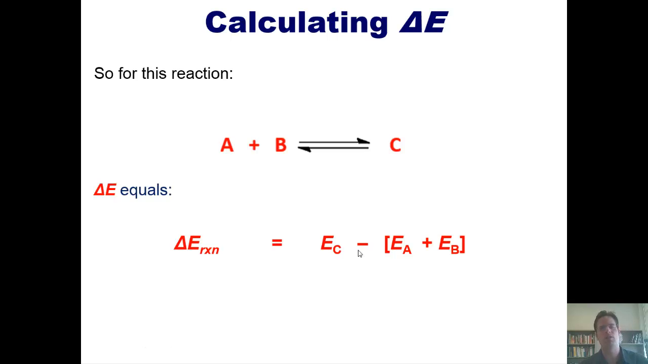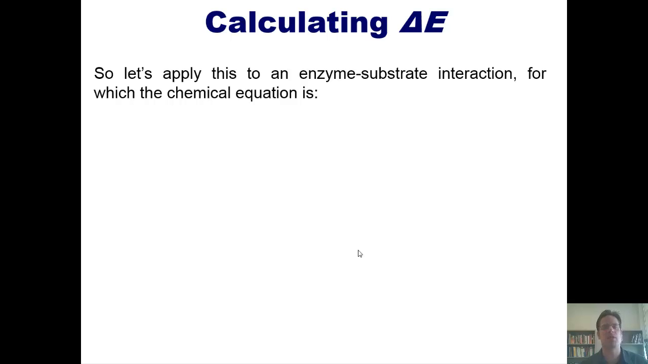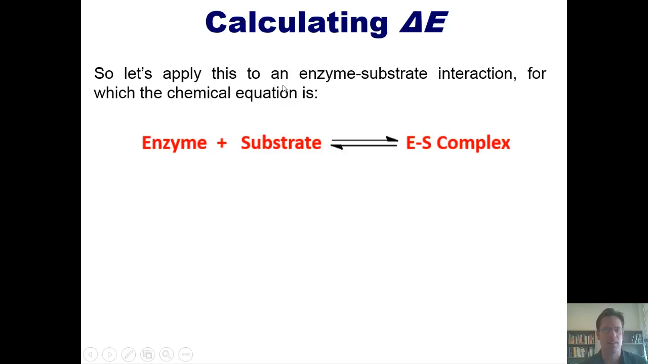Got it? Alright, so let's apply this to an enzyme-substrate interaction, for which the chemical equation is this. Enzyme and substrate individually are in equilibrium with the enzyme-substrate complex, or stuck together. That's exactly what we're talking about with the Tamiflu neuraminidase complex. We've got Tamiflu, which is the substrate. It's actually the inhibitor of the enzyme, and then the enzyme itself. When they combine, they form the enzyme-substrate complex.